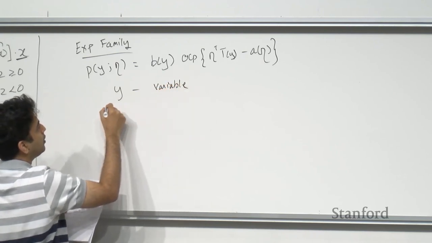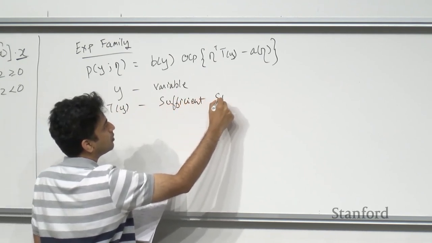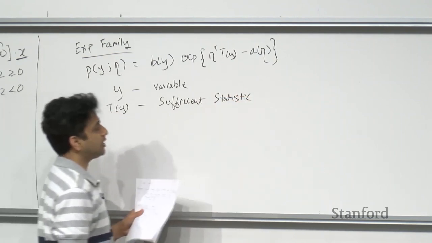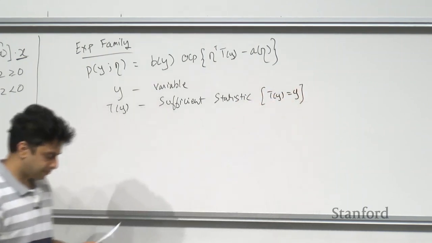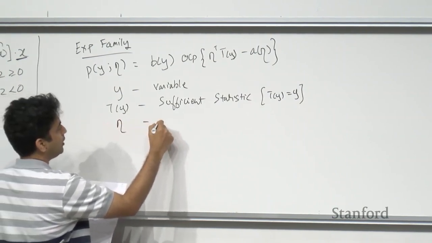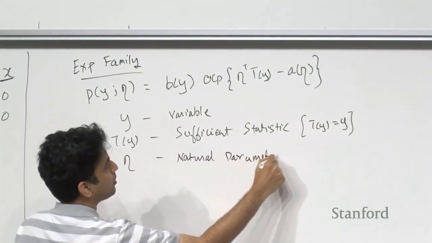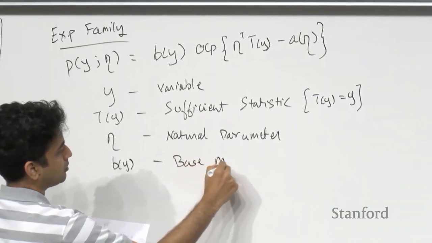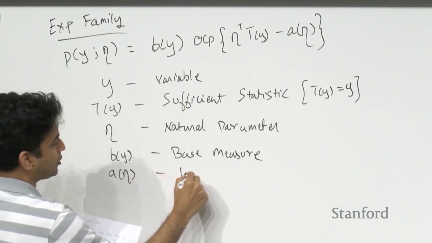T of y is called the sufficient statistic. And for most of the problems that we considered, especially with generalized linear models, T of y would mostly be equal to y for the purposes of our class. Right? So T of y is the sufficient statistic. Eta is called the natural parameter, and B of y is called the base measure, and A of eta is called the log partition function.